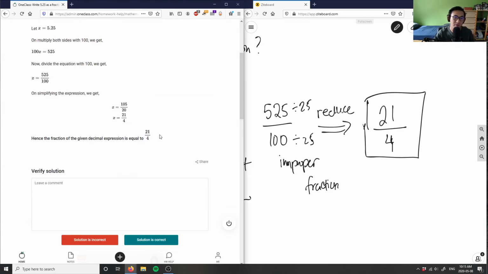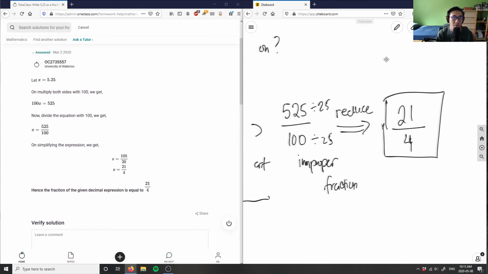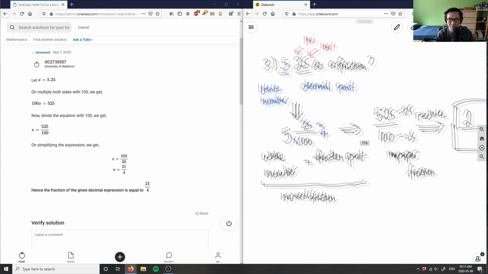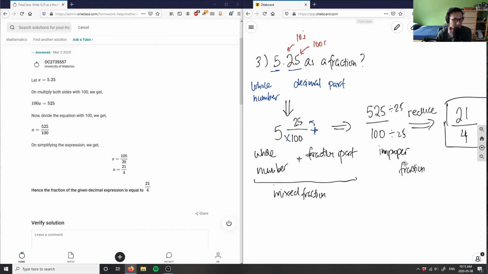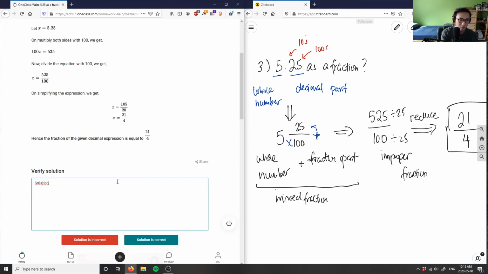And again, the solution here is correct. 21 over 4 is the correct answer. What they did here was let x be 5.25, so they used algebra to solve for this, and then multiplied both sides by 100 to get rid of the decimal, and then created the fraction here. So again, it depends on which way you like. I usually teach this part before I teach the algebraic part, just because this part seems to be a little bit easier to follow along since it's more intuitive. But if you're comfortable with algebra, you can definitely do it this way. So the solution here is correct. Good analysis.